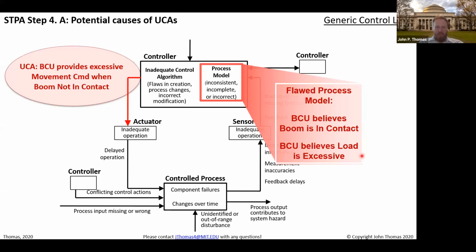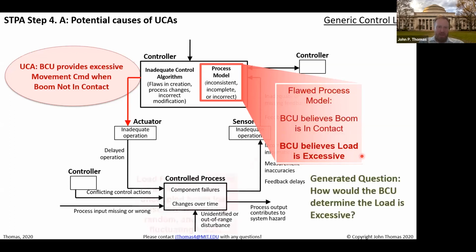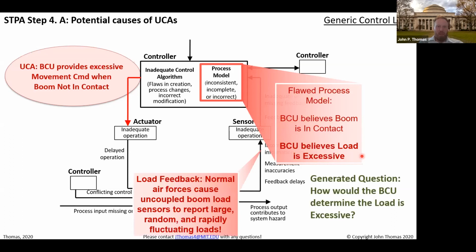And this can cause a problem by design because it's going to respond to air forces. As long as this signal is wrong, it's going to be reading in those sensors, and the design of those sensors reports random, rapidly fluctuating loads. So the design of this thing is such that we're going to be in trouble.